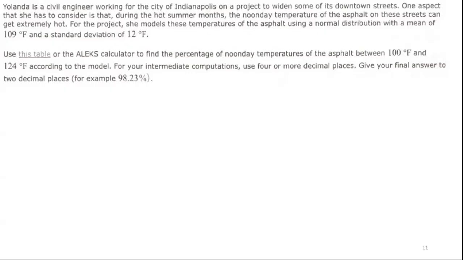Find the percentage of noonday temperatures of the asphalt between 100 degrees Fahrenheit and 124 degrees Fahrenheit, according to the model. For your intermediate computations, use four or more decimal places. Give your final answer to two decimal places, for example, 98.23%. All right, so let's go through this.